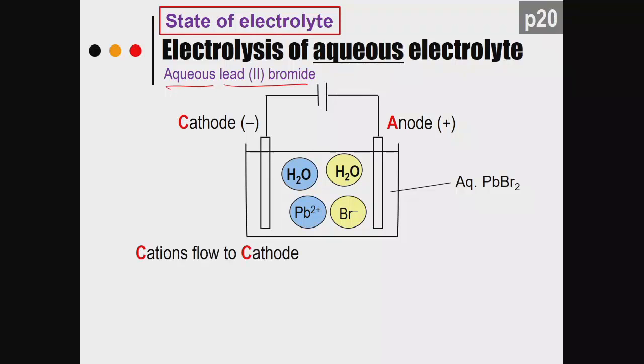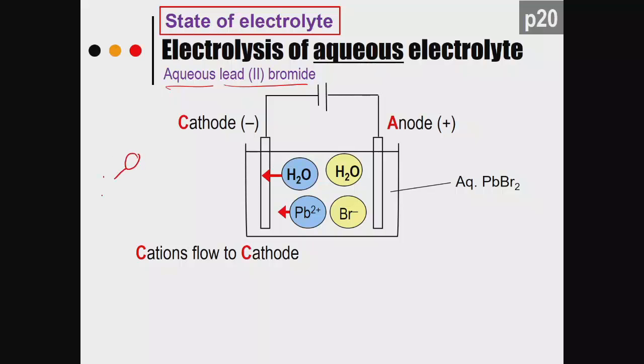And hence, remember, the positively charged ion will be attracted to the negative electrode. So, Pb2+ will be attracted. Now, your question will be, how come water can be attracted? Isn't water neutral, that has no charge? How can it be attracted to the electrode?